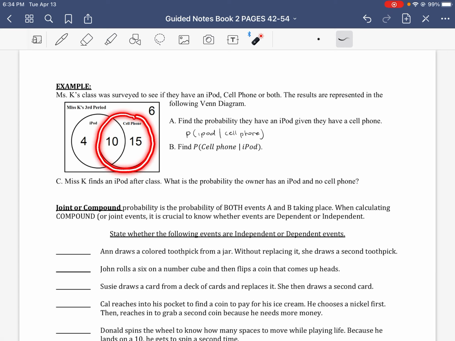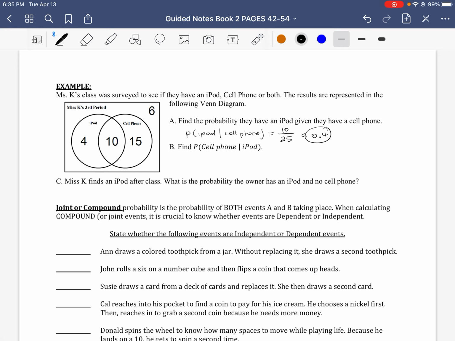So I'm going to come over here. Notice this circle represents students with cell phones. Once you're in this circle, because it's given, you're not going to leave this circle. Does that make sense? I'm going to release my pen. It's going to go away as a laser, but we're not leaving that circle. So that means 10 plus 15 is 25 there on the bottom. Of those 25, because we know they have a cell phone, how many have iPods? It would be that 10 there in the middle, right? So we could simplify that or write it as a decimal.